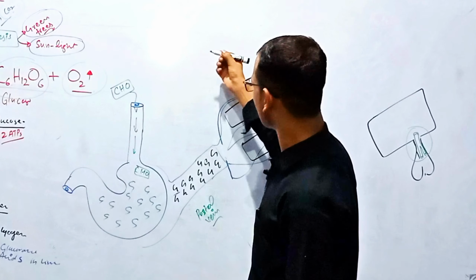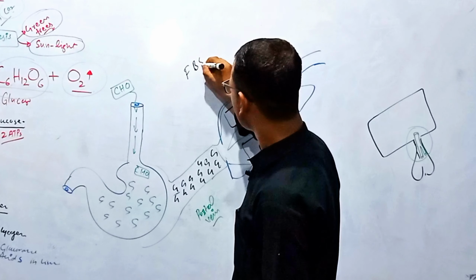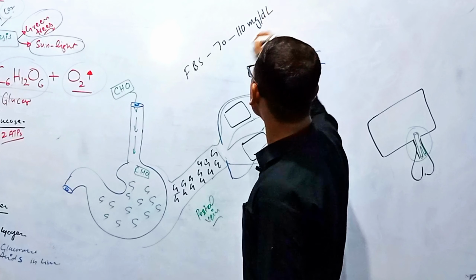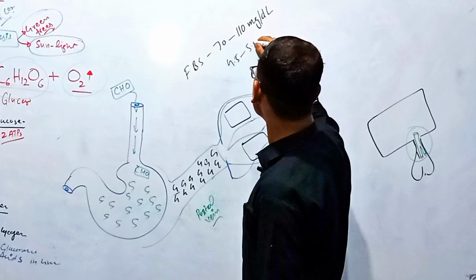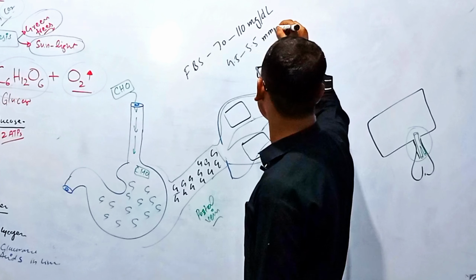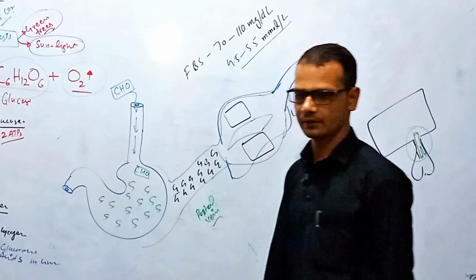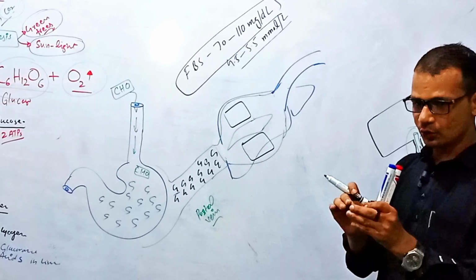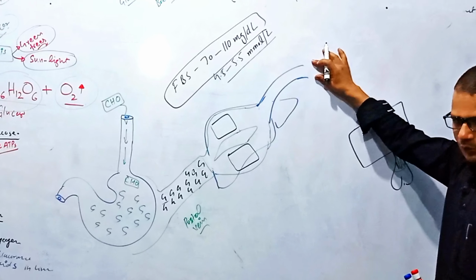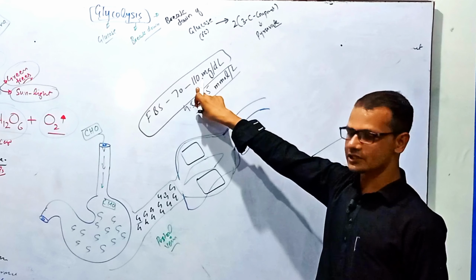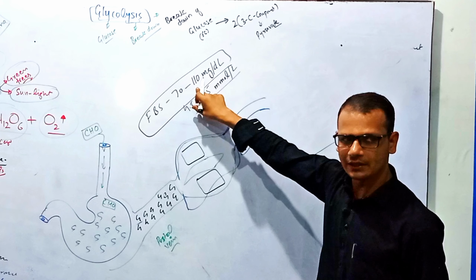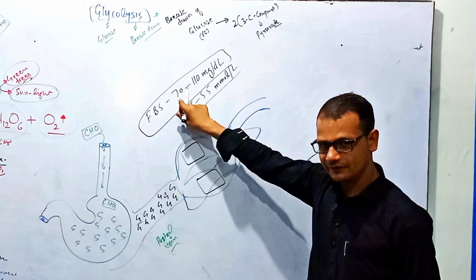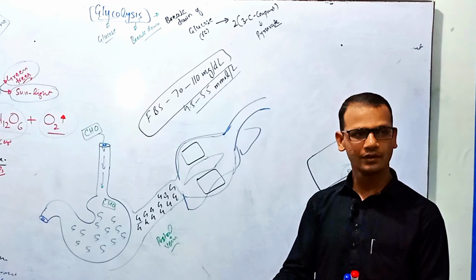What is the normal value of glucose? Fasting blood sugar is 70 to 110 mg per dl, or 4.5 to 5.5 millimole per liter, right? These are the exact values of fasting blood sugar. If the sugar level in the systemic circulation increases above 110, it is called hyperglycemia, and when it decreases below 70, it is called hypoglycemia.